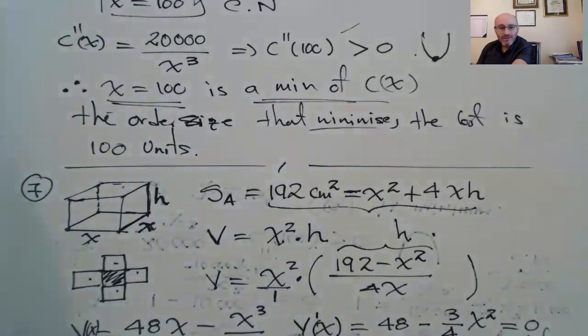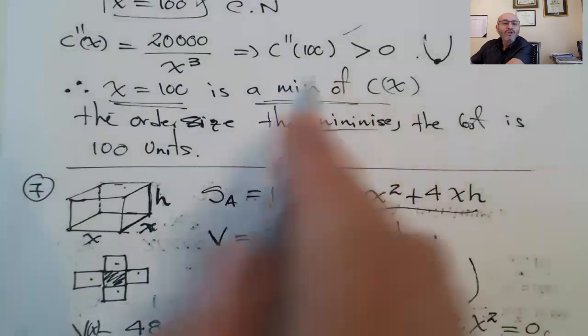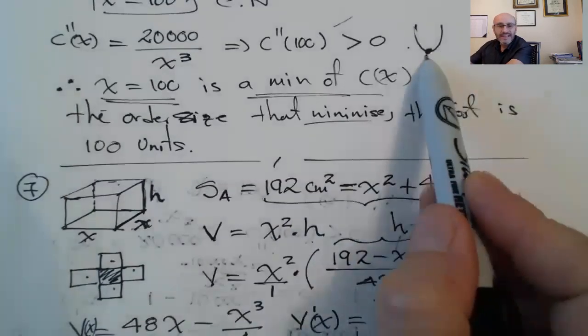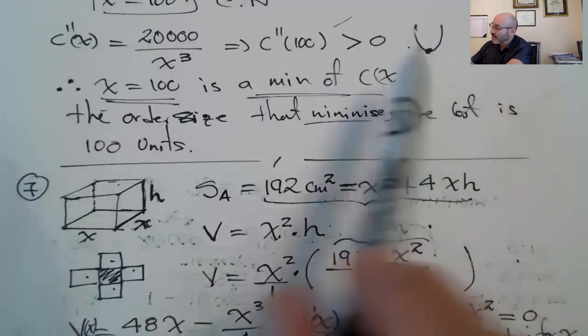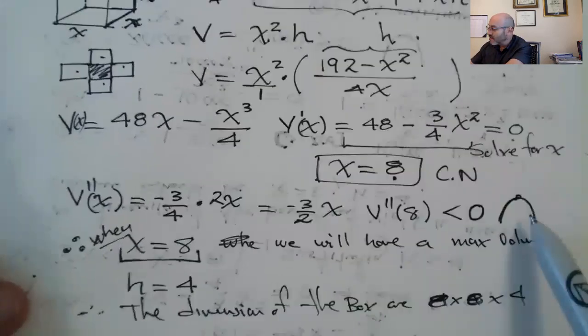Because the second derivative, you're not looking for the value of the second derivative. All you're interested in is whether it is positive or negative. Why? Because that tells you the behavior of the function. If the second derivative is positive, the behavior is like this. If the second derivative is negative, the behavior is like that.